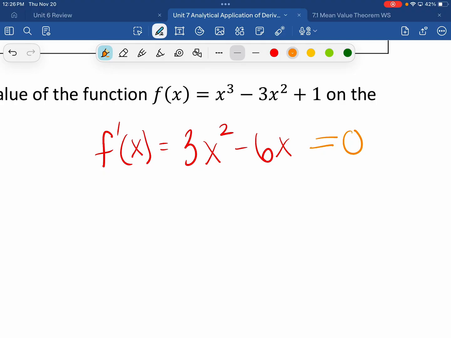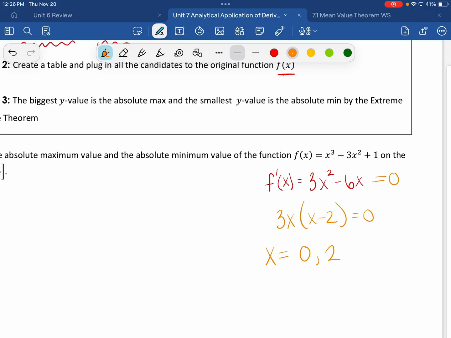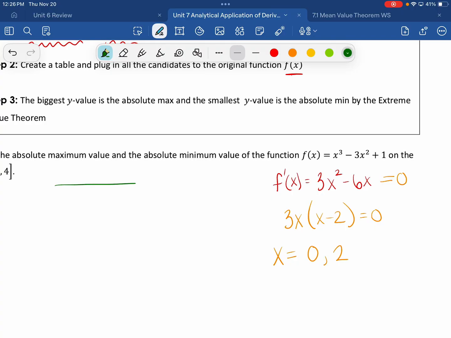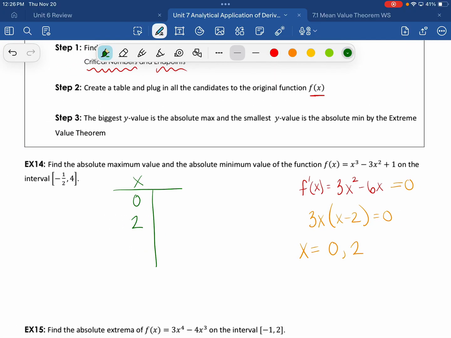So what can you take out? A 3 and an x, and I'm left with x minus 2. So my critical numbers are going to be 0 and 2. Okay, so on my table, I'm going to put 0 and 2. What other numbers are possibilities for my absolute max and my absolute min? -1/2 and 4.